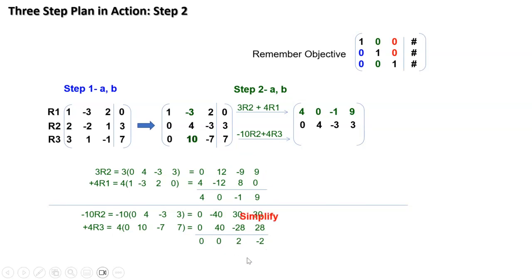So here, guys, you're going to simplify. Remember last time that we did this? We simplify when we can. So we divide everything by 2, so it's going to give us 0, 0, 1, -1. This is my new row 3.